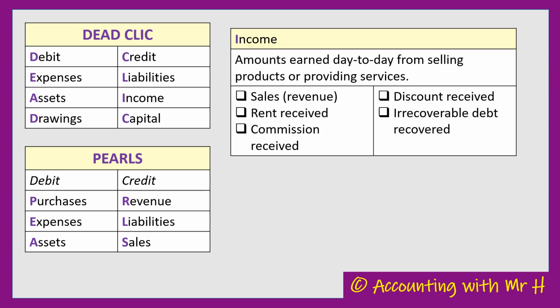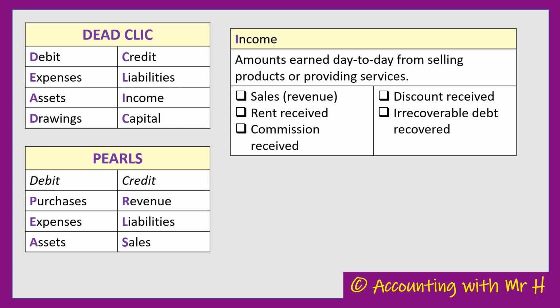Income. Income is effectively the opposite of expenses. So income is the amounts earned day to day, either from selling products or from providing services. The main source of income for most businesses will be the sales, also known as revenue, usually recorded in an income statement as revenue. But we can also have additional income, such as rent received, commission received. And on the right-hand side there's a couple of other examples.